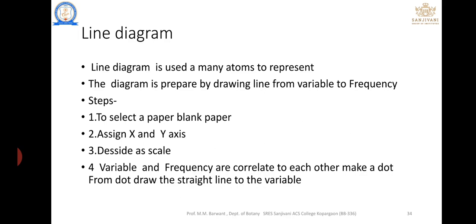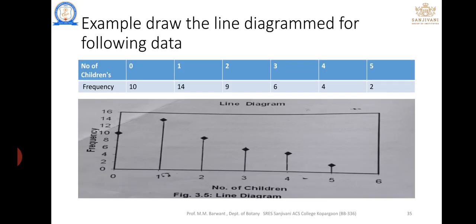First, select the paper, either blank paper or graph paper, assign the x and y axes, decide a scale, and correlate the variable and frequency to each other and make a dot. From the dot, draw a straight line to the variable; that is known as the line diagram. For example, the variables are 0, 1, 2, 3, 4, 5 and the frequencies are 10, 14, 9, 6, 4, 2. Let's first draw the x and y axes, decide a scale, put the scale on the paper, and third, correlate the variable and the frequency.